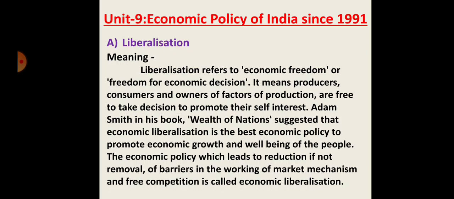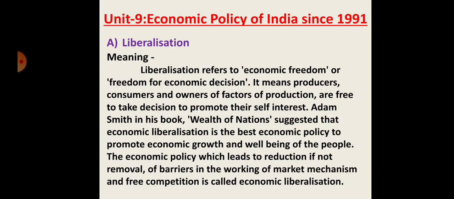The first component is liberalization. We know liberalization refers to economic freedom, or the freedom for economic decisions. It means that producers, consumers and owners of the factors of production are free to take decisions to promote their self interest.